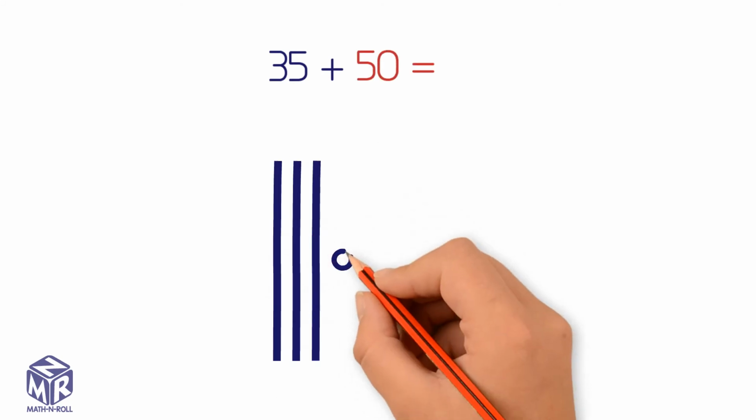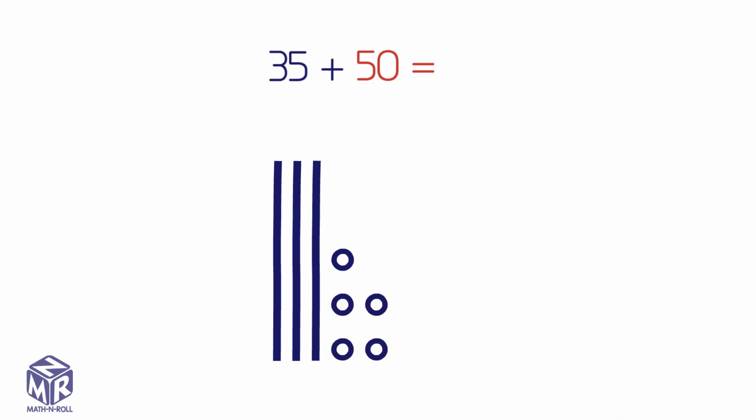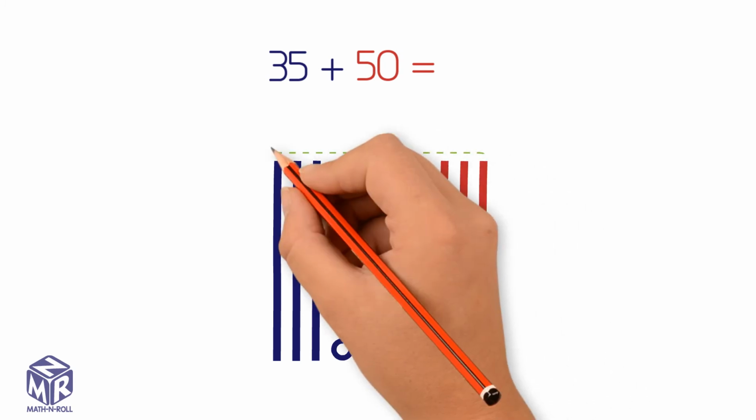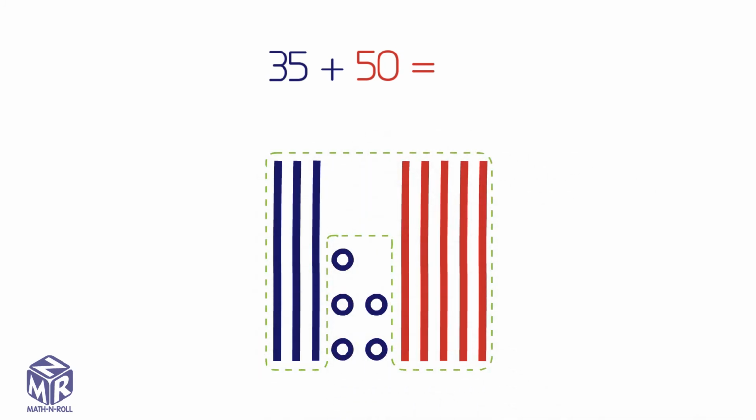Let's do another example. 35 plus 50. 35 has 3 10s and 5 ones. 50 has 5 10s. Add the 10s to a two-digit number. We get 8 10s and 5 ones. So 35 plus 50 equals 85.